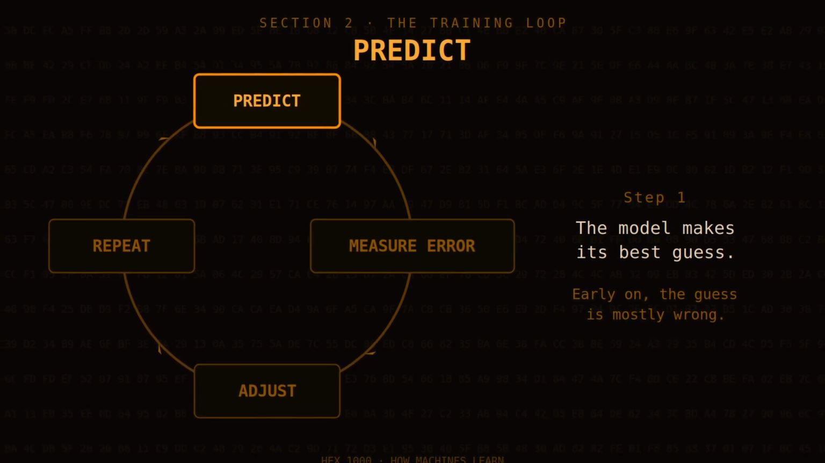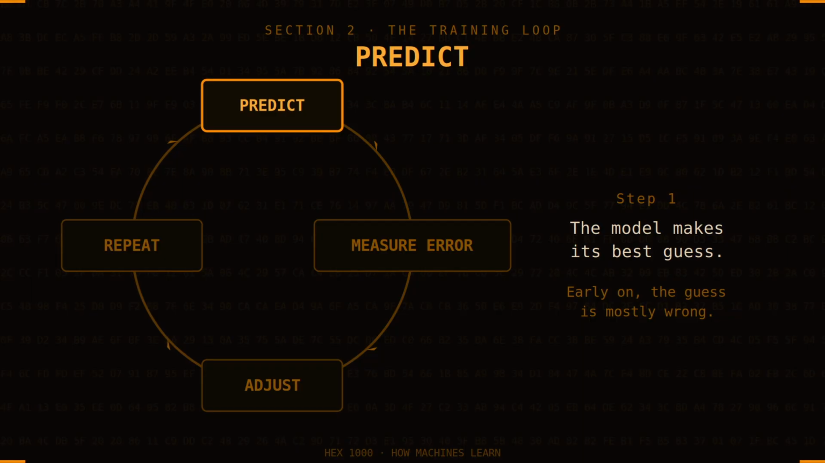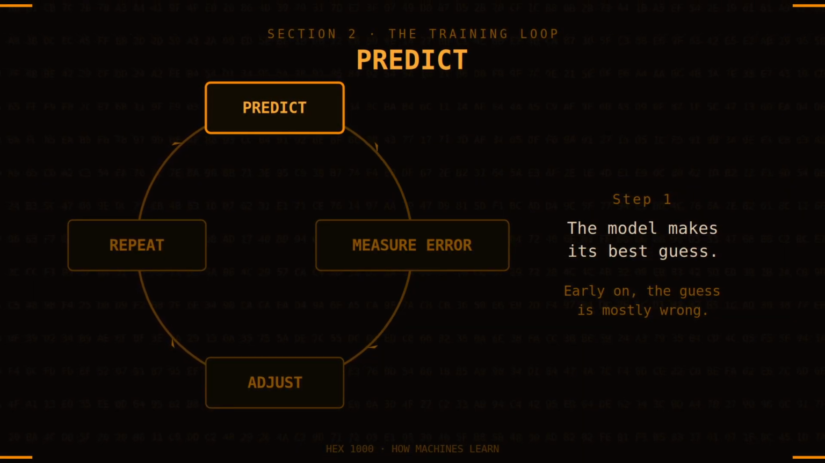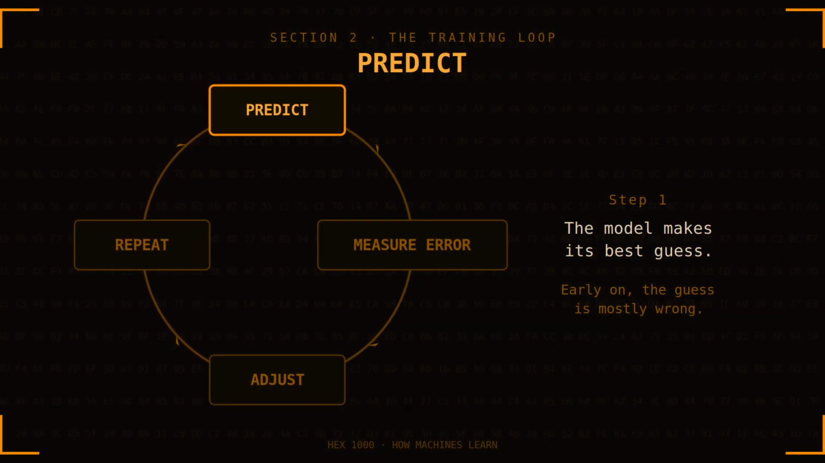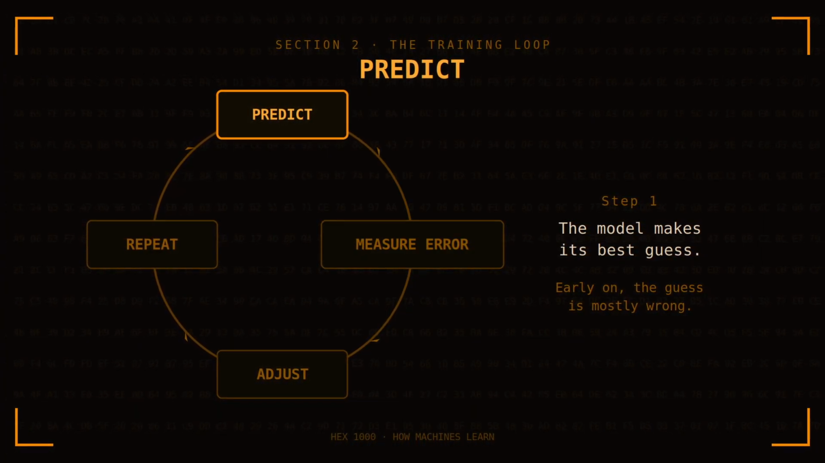Step 1. The model makes a prediction. You feed it a training example, a photo it's never been told the answer to in this pass, and it runs the math with its current parameters and produces an output. Early on, this output is basically random. It might just say cat for a photo of a car.